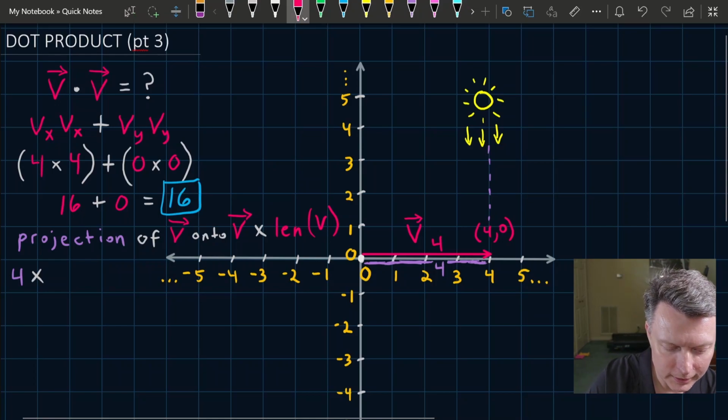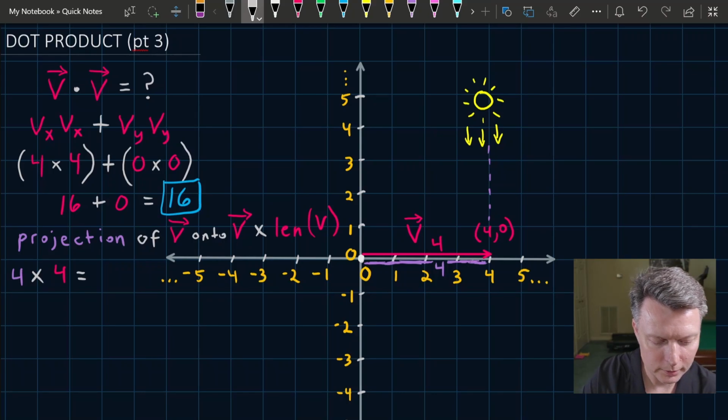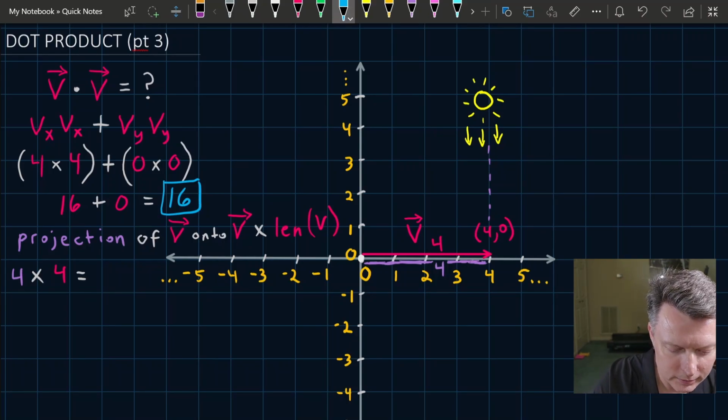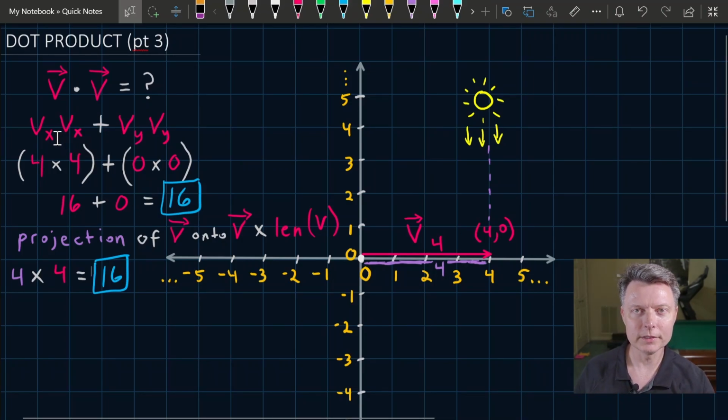And so the length of vector v is 4. And when you multiply 4 times 4, you get 16, which is the same answer we got by the traditional method of the dot product. Now, the reason it helps to think about it in this manner, which is the shadow times the length of the vector where the shadow is falling, is that since we're taking the dot product of a vector with itself, its own shadow is going to be as long as the original vector is.